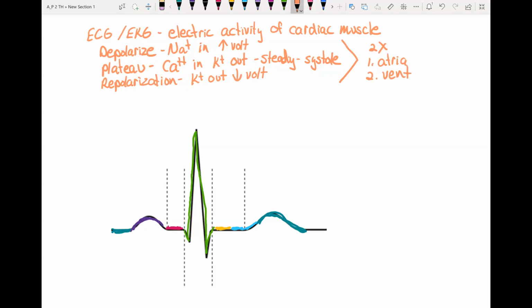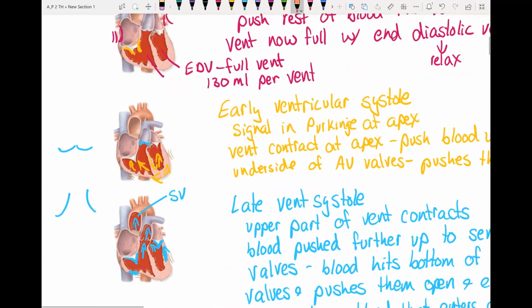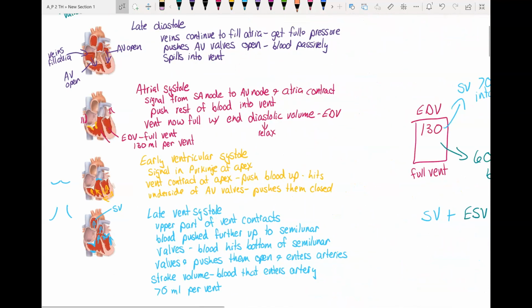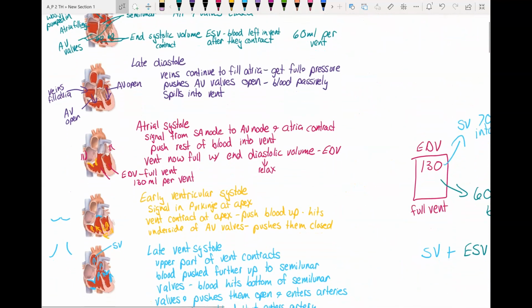So this graph is electrodes picking up these activities: depolarization, plateau, repolarization in the cardiac muscle. And I've already color-coded this graph. I color-coded it to match what we have up here in the last set of notes you took, because the electrical activities correspond with the different parts of the cardiac cycle.